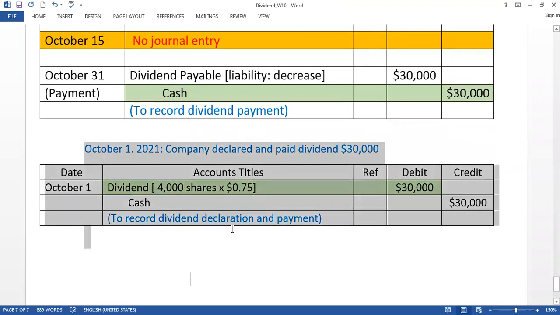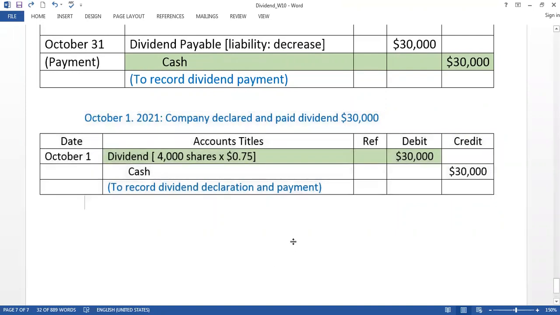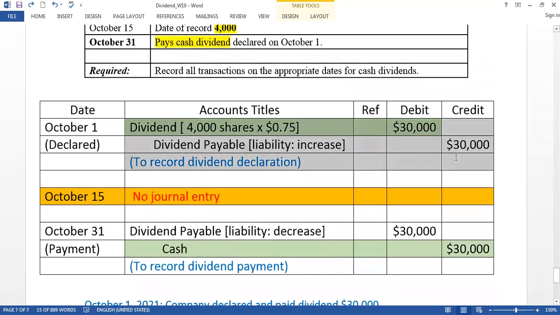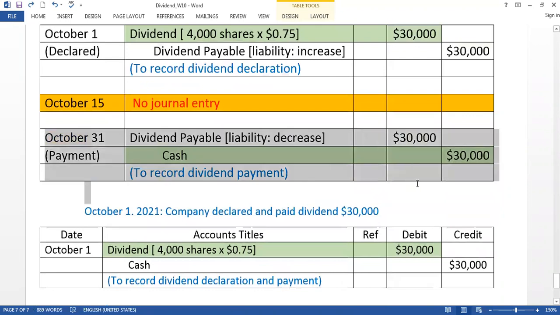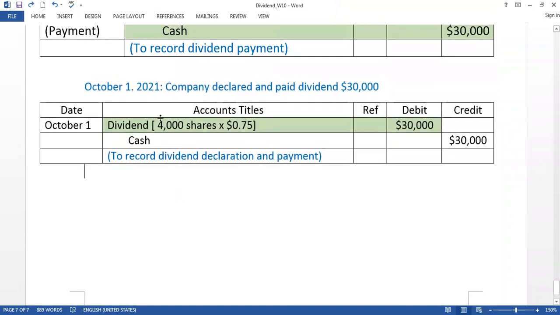So this is not the real business practice that a company declares dividend and pays immediately. It is not like that. The real business practice is this one: the company declares dividend one day and pays on another day, right? Ultimately, this liability is going to close. It is credit $30,000, debit $30,000, close, right? Finally, it is dividend and cash, within 1 year. But the other is not the real business practice.